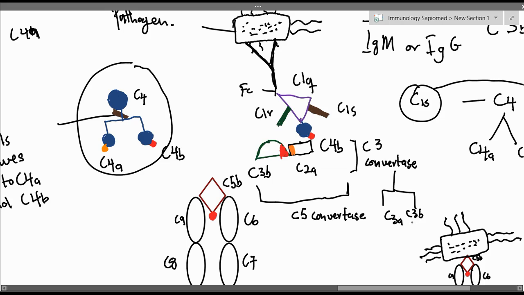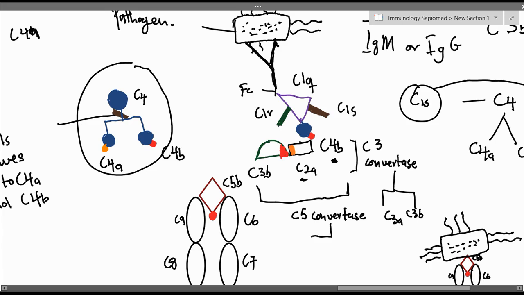Now, C3B will continue the binding. So C3B will continue to bind to the C3 convertase. In other terms, C3B will bind to C2A and C4B. So you realize that C3B has bound to C2A and C4B, and these three combine to form what we call the C5 convertase.